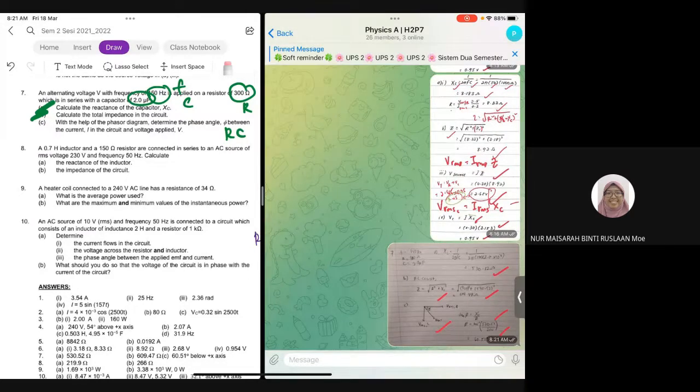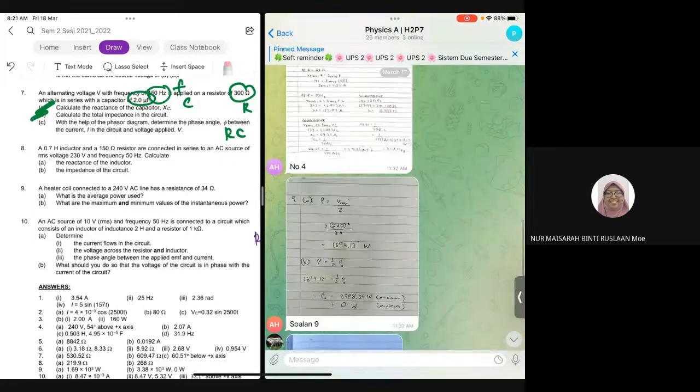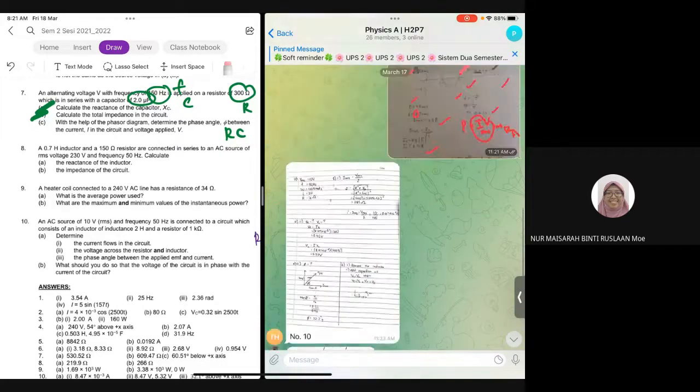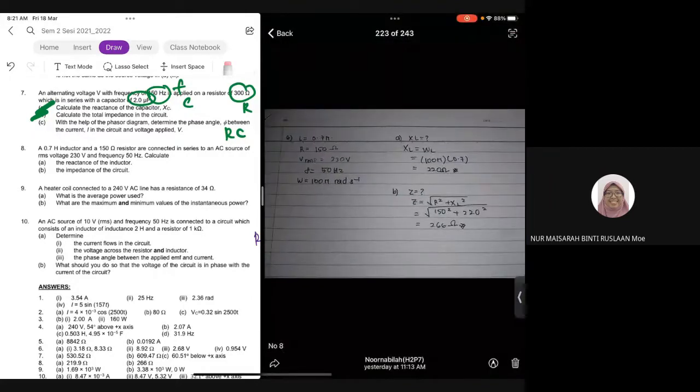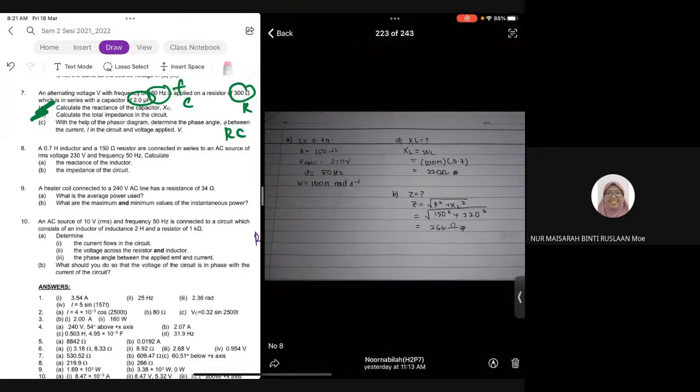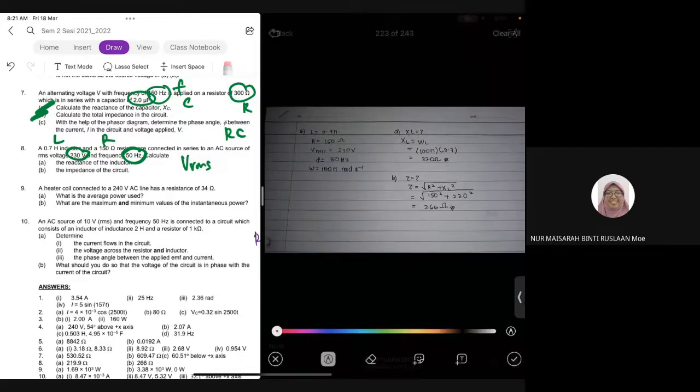Alright, question number 8. A 0.7 inductor, so they give you L, they give you resistor connected in series to an AC source of the voltage 230. So ini VRMS sebab source punya. And they give you frequency. Calculate the reactance of inductor. So apa kawan you buat?